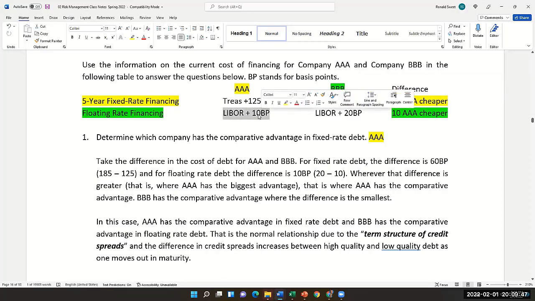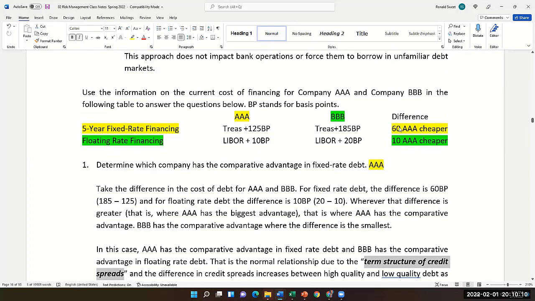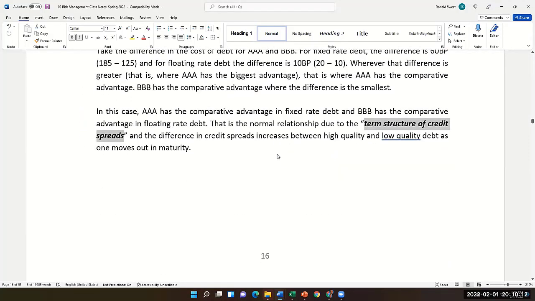So instead of paying LIBOR plus 10, they end up paying LIBOR minus 15. Instead of paying treasuries plus 185, they pay treasuries plus 160. So what have we done? We've essentially split the term structure of credit spreads, right? Y'all can see how this would not work without the term structure of credit spreads. If they were the same, we wouldn't have anything to split.